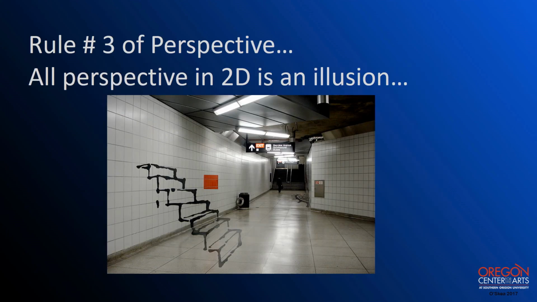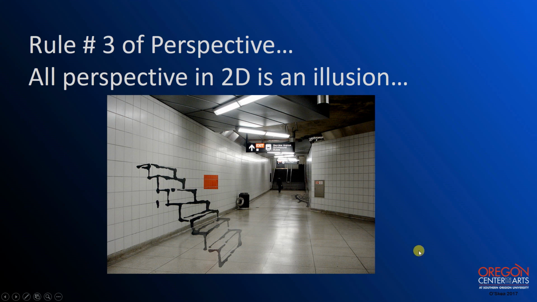The third rule of perspective is simply that all perspective in 2D is an illusion. We're taking something that is 3D and putting it on paper. So if you're drawing a sketch or even taking a photograph, even this photograph, if you were to see it on your screen or print it out, it's flat, right? We're not actually in this train station, the subway station here. So we can get this effect played on us.